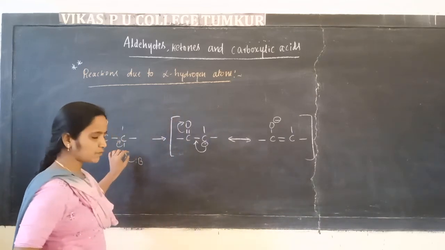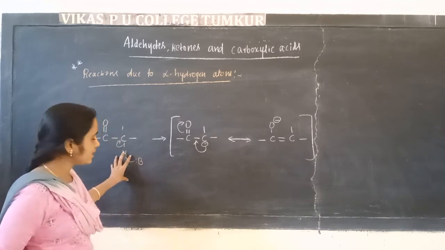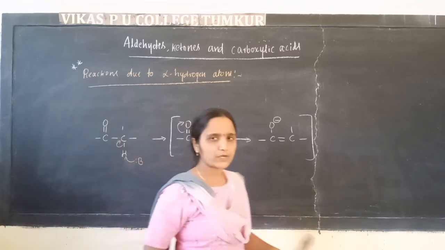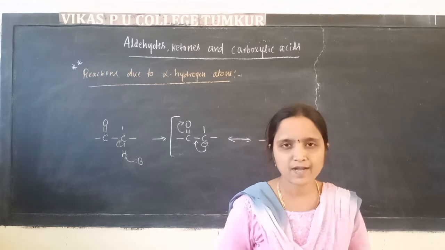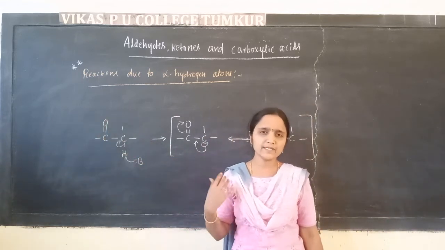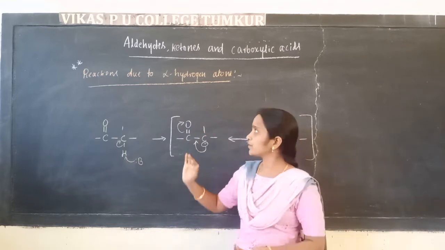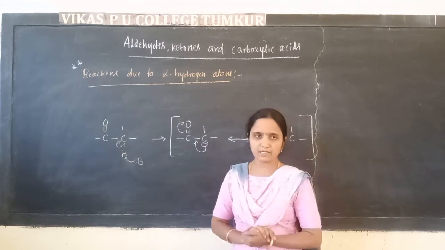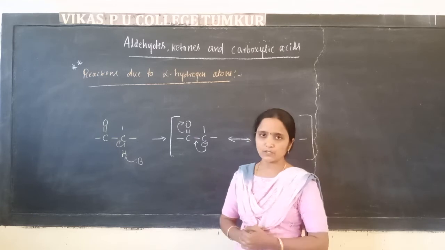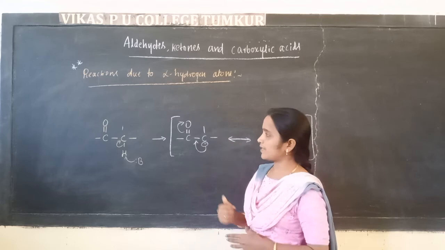The acidic nature of the alpha hydrogen atom is due to the electron withdrawing effect of the carbonyl group. Acidic nature of the alpha hydrogen atom is due to the electron withdrawing character of the carbonyl group. This is the electron withdrawing effect of the carbonyl group.